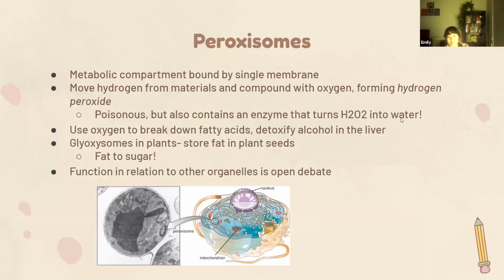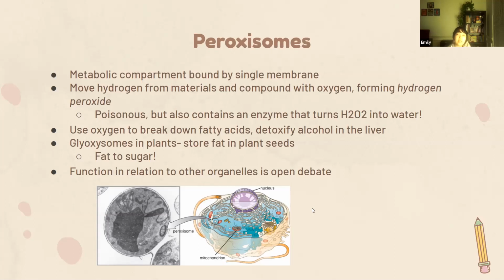Okay, peroxisomes. I promise there are not that many slides left. Peroxisomes are not like mitochondria or anything in the endomembrane system. They're basically an organelle bound by a single membrane, and hydrogen from materials in the cell combines with oxygen here to form hydrogen peroxide, hence the name. This basically detoxifies and breaks down a lot of things.